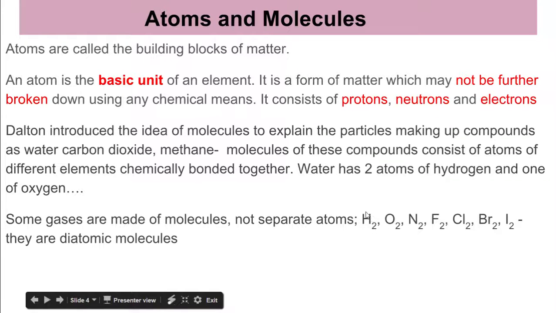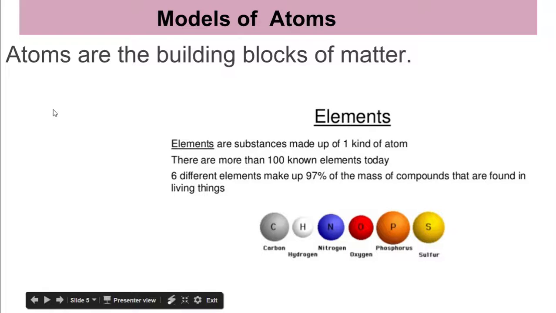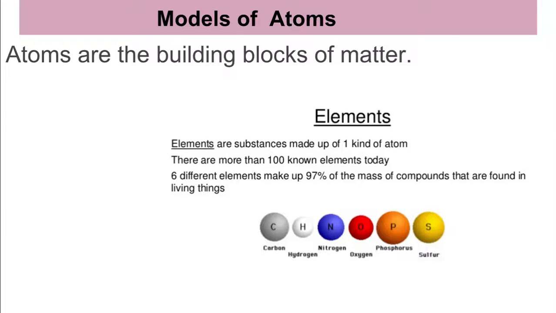One atom of hydrogen is not the hydrogen gas that we know. We need 2 of them. The same thing for all of those. So we said atoms are building blocks of matter. Elements are substances made up of one kind of atom. So hydrogen element is just an element, it is not the hydrogen gas. As I mentioned earlier, we need 2 atoms of hydrogen to have hydrogen gas.